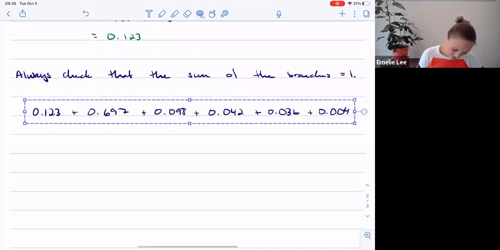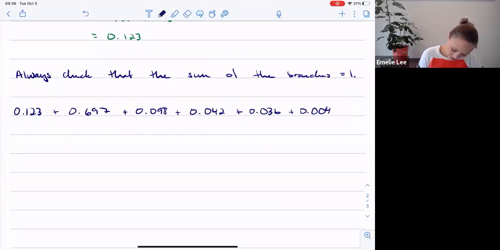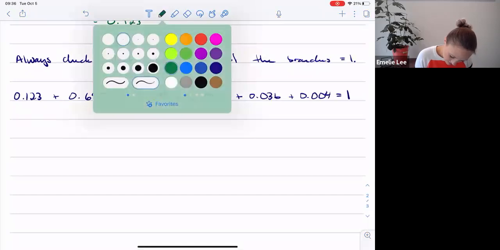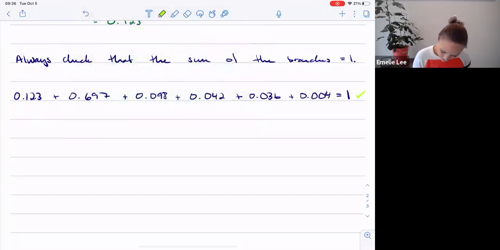Scoot this over so I can show that they add to 1, hopefully. I'm working backwards because I already had that one on the screen. 0.098 plus 0.697 plus 0.123, fingers crossed, 1. Okay, phew. Maybe a bright green. Whee. Love those check marks. Never have I been so happy to have something add to 1.